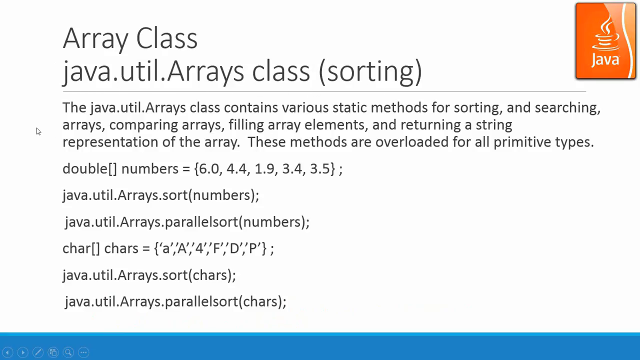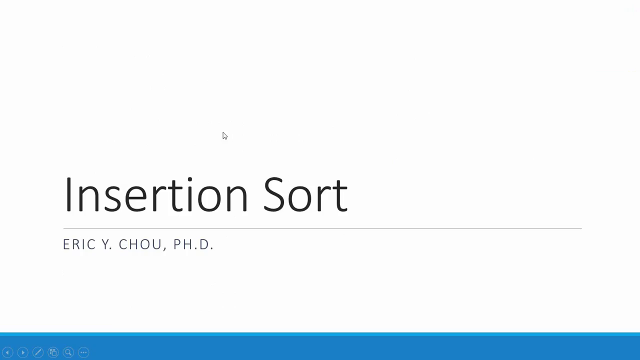The java.util.Arrays class contains various static methods for sorting and searching arrays, comparing arrays, filling array elements, and returning a string representation of the arrays. These methods are overloaded for all primitive data types. Remember, all primitive data types can use it. So you can do sort and parallel sort. They are different algorithms, but do the same sorting. And you can do sorting and parallel sort for character as well.